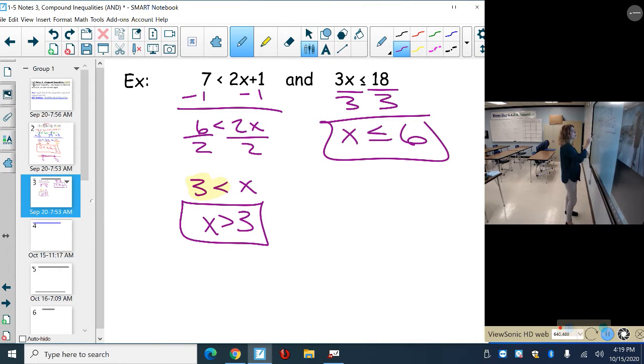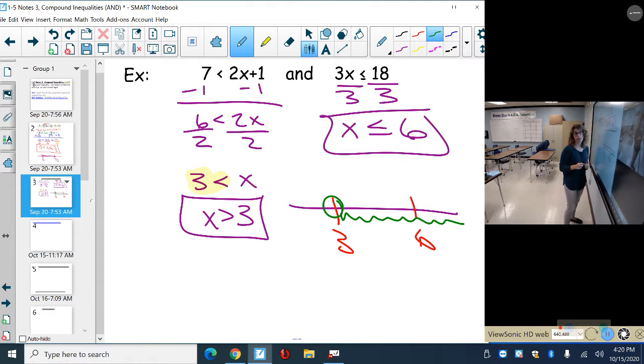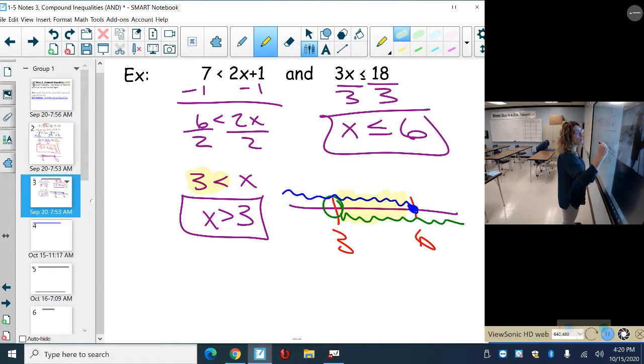Now, we need to put those on a number line together. So I have 3 and 6. When it is 3, it's an open dot, and I'm shading toward the 6 because it's greater than. However, if I am going to be 6, it is a closed dot, and I'm shading to the left of it. Now, this one looked very similar in our homework for the or, and we said that it could be any real number when it was or, but this is and. So an and means I only want where both of them will be true. So it's only where they overlap.